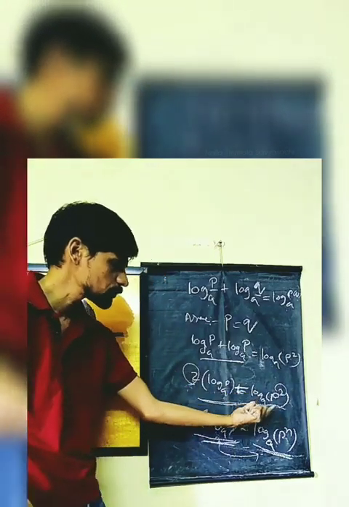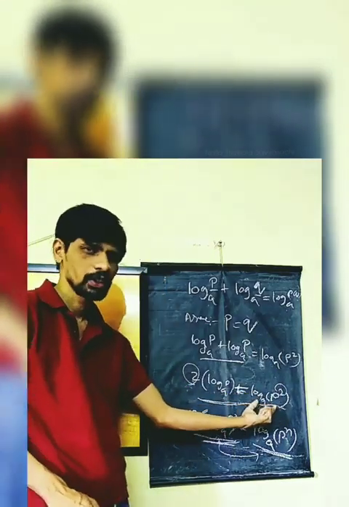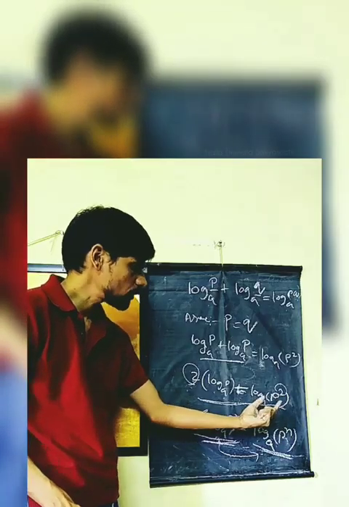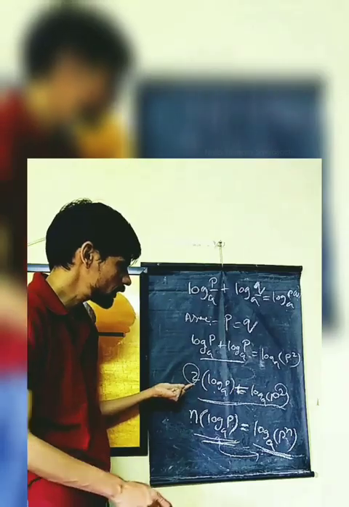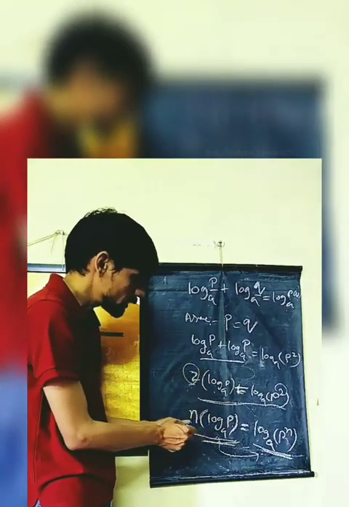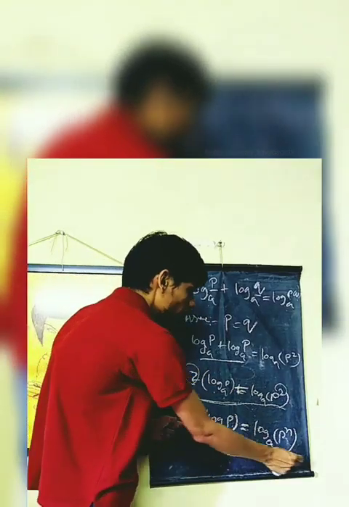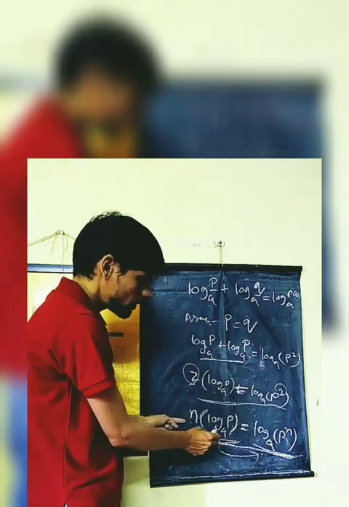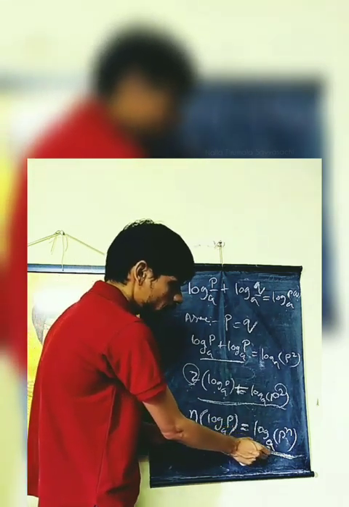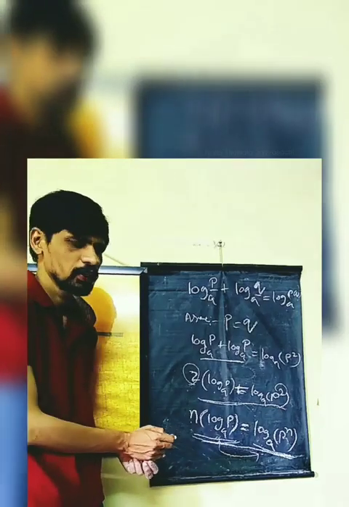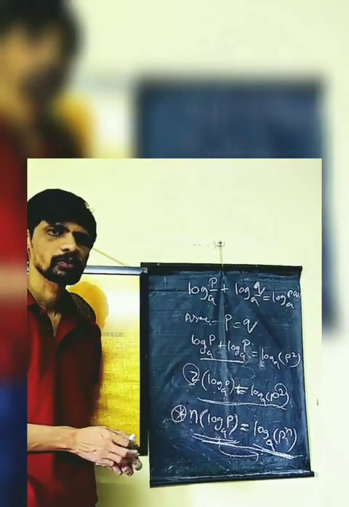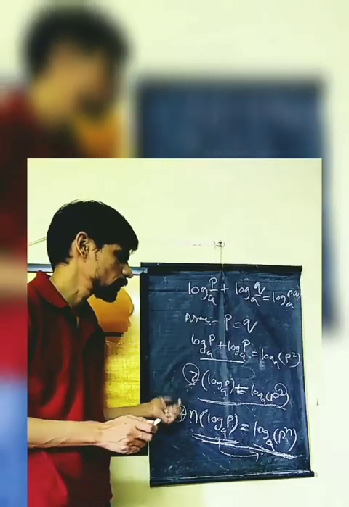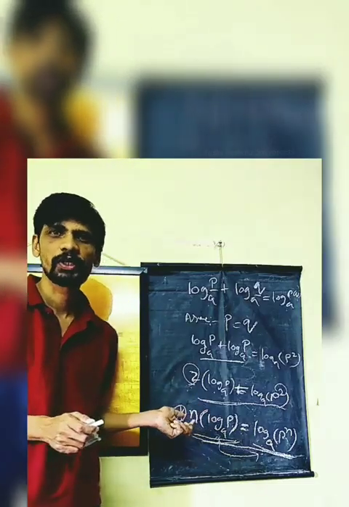So that means when you see this kind of log, we can translate it this way. What we did, instead of 2 we placed n here, and this became a formula. So n log a p equals log a p power n. So this is another formula. Okay, I hope everyone understood.